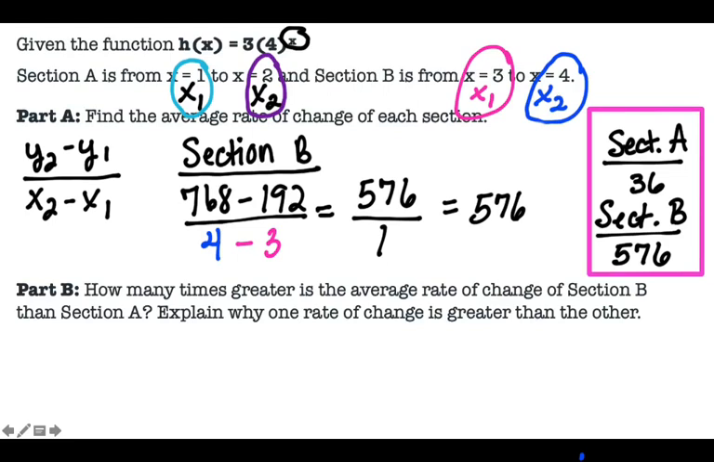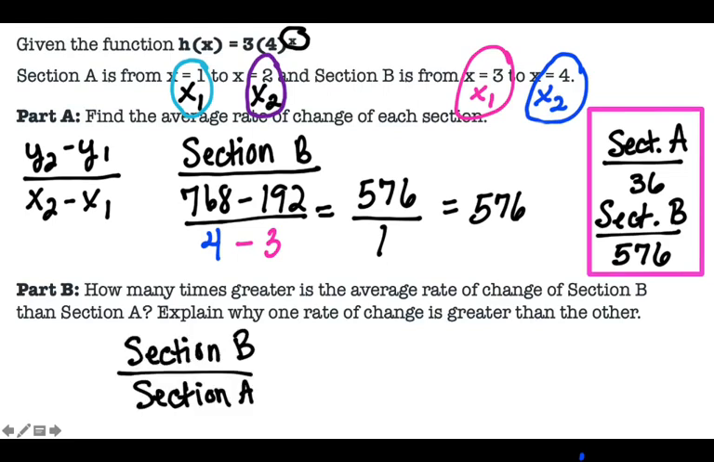So now for part B, it asks us how many times greater is part B than part A. So if you think about this in a real world situation, if you have $25 and your brother has $5, how many times more money do you have than your brother? So if he has 5 and you have 25, you have 5 times more money than he does, right? Well, how did you do that? You just took 25 and you divided it by 5. So that's all we're going to do here. We're just going to divide our section B by our section A answer. So that's 576 divided by 36.